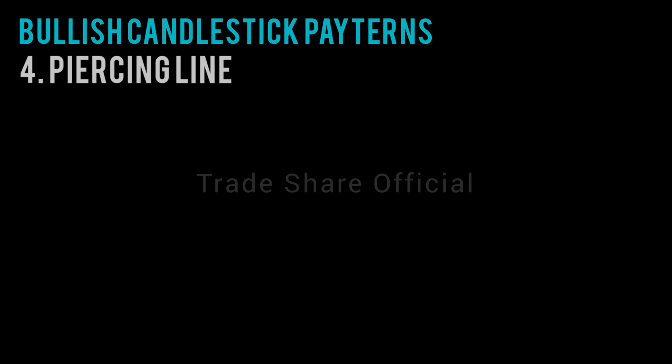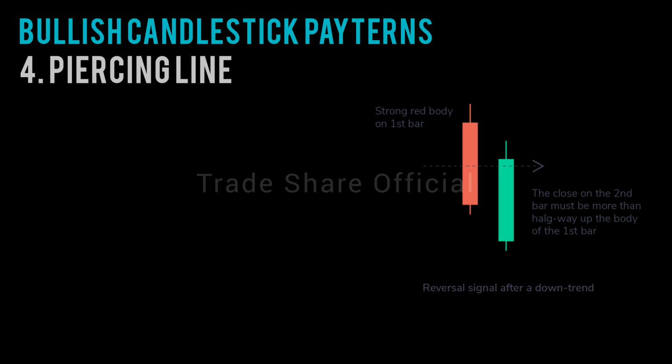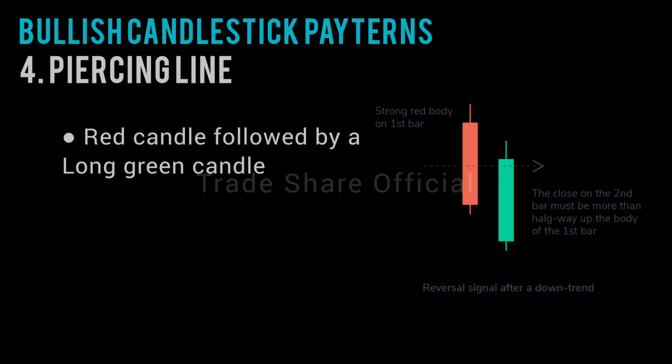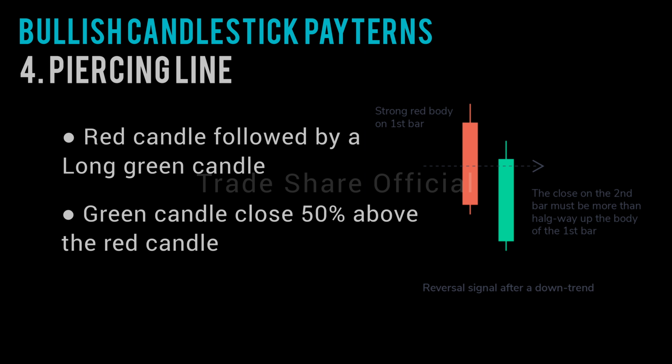Number 4. The piercing line. This is also a 2-candle pattern having a long red candle followed by a long green candle. Here, the closing price of the second candle must be more than half the body of the first candle. This indicates strong buying pressure.